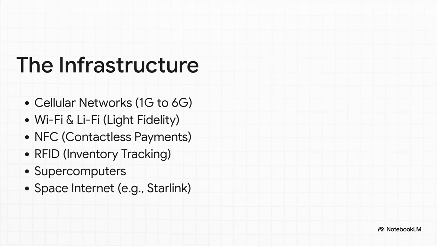I mean, we've gone from clunky 1G phones to the promise of 6G networks. We have Wi-Fi, and there's even Li-Fi, which sends data using light. You've got the little NFC chip in your phone that lets you tap to pay, massive supercomputers crunching data, and now we have entire networks of satellites creating an internet in space. That's a total game changer for connecting the entire planet.